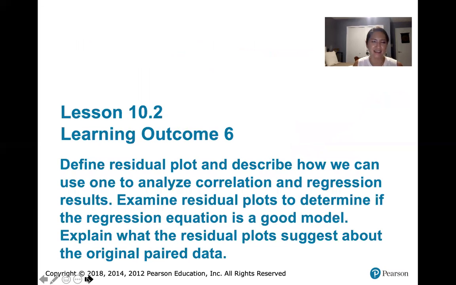I'll see you in the next video to discuss learning outcome number 6, which is about a residual plot and how it can be used to analyze correlation and regression results.